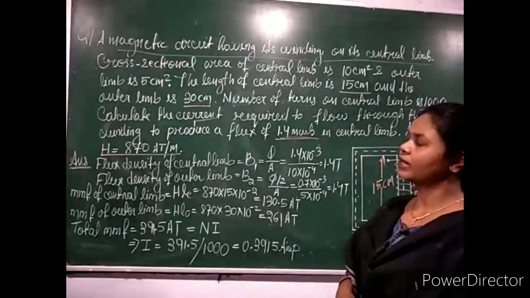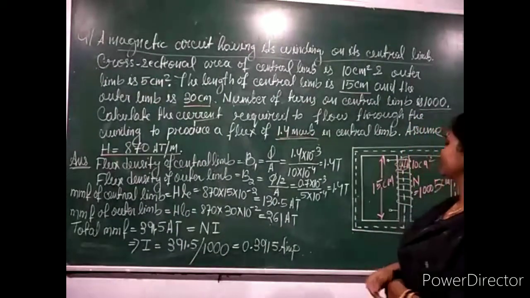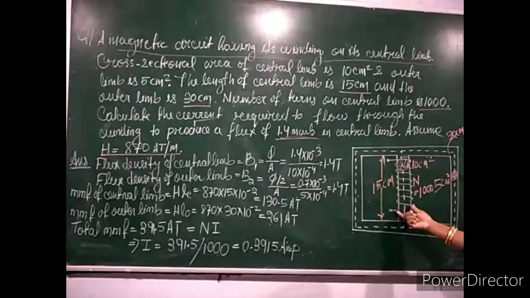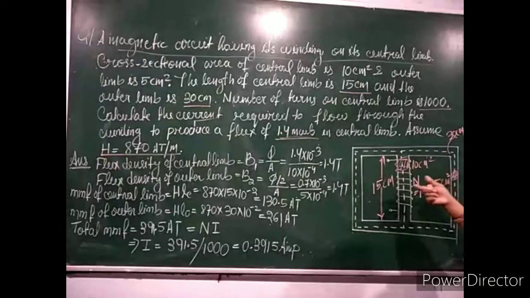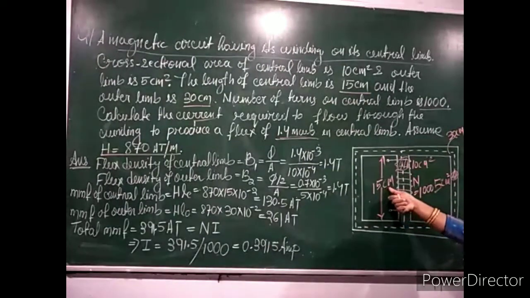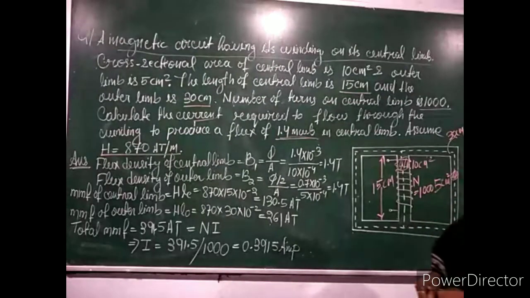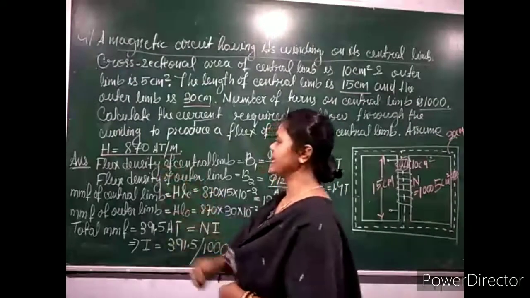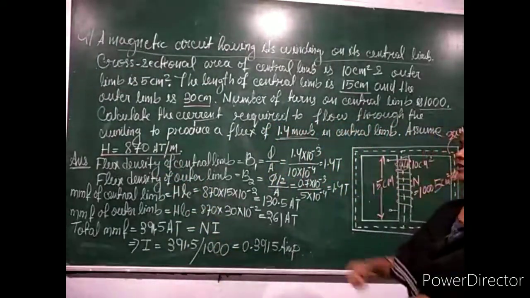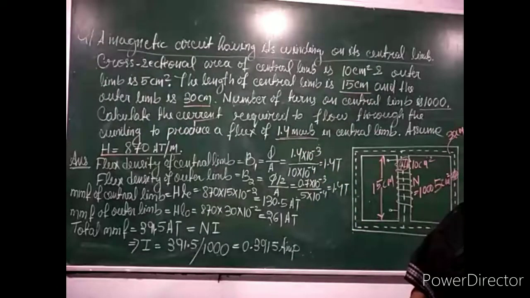And what are the data given? Data given is: cross-sectional area of the central limb is 10 centimeter square, outer limb is 5 centimeter square, length of the central limb is 15 centimeter and outer limb is 30 centimeter. And the number of turns on the central limb is 1000 and flux intensity is 870 ampere turn per meter. Flux is 1.4 milliweber. These are the data given.